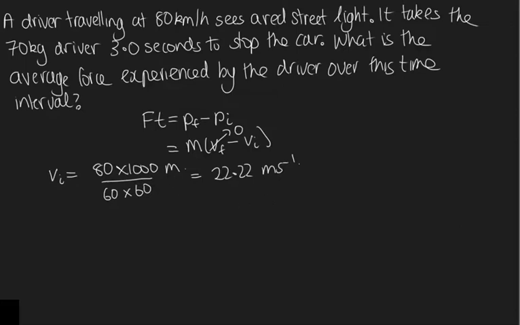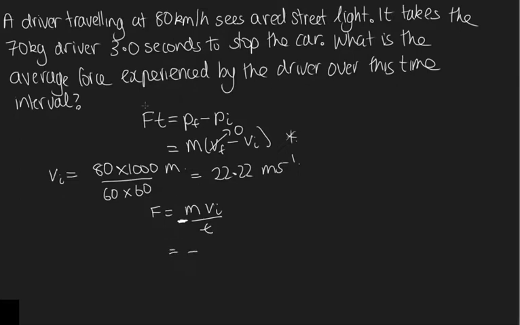And so now we can rearrange this equation here to get the force. So the force is equal to the mass times the initial velocity over the time, and we've got a negative sign there. This negative sign indicates that the force and the initial velocity are in the opposite direction. So this is equal to negative.